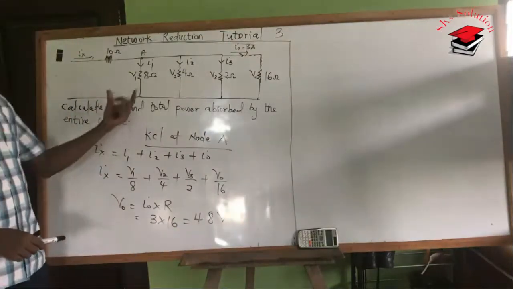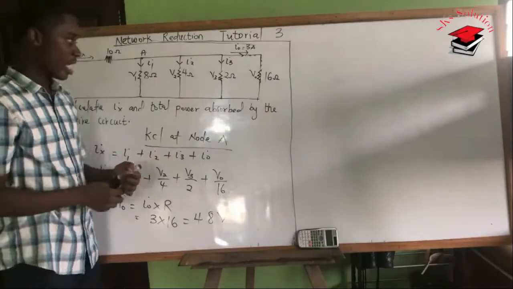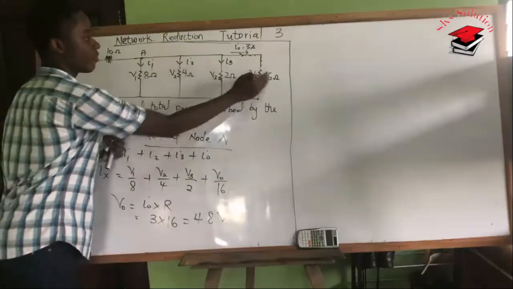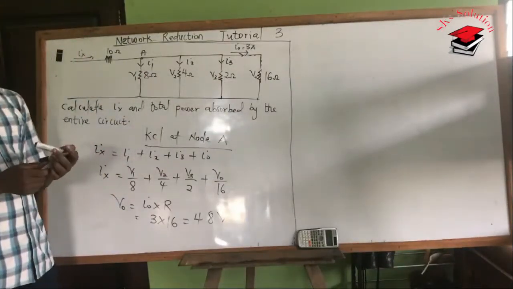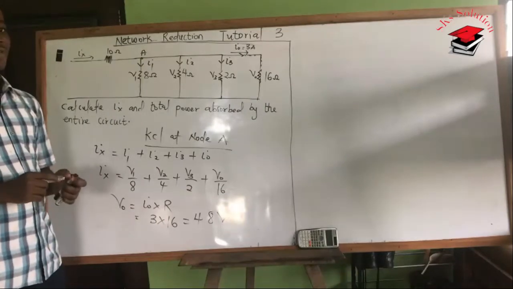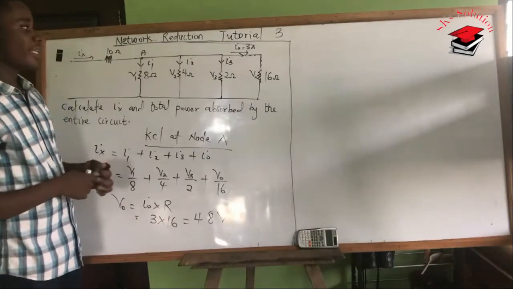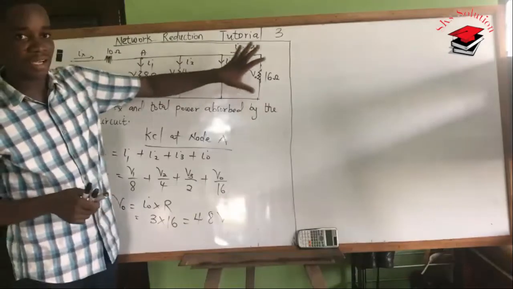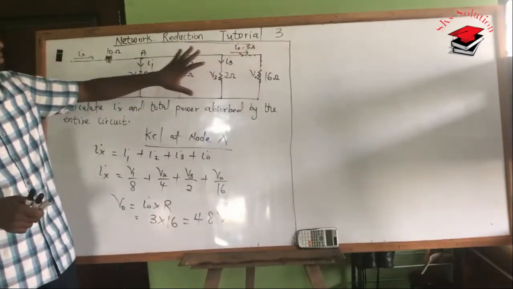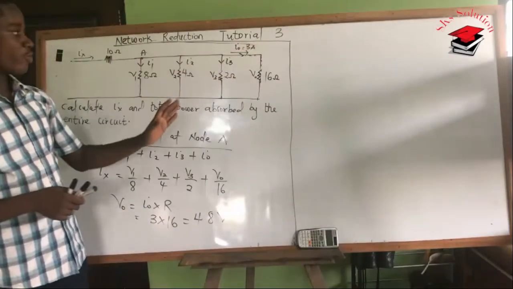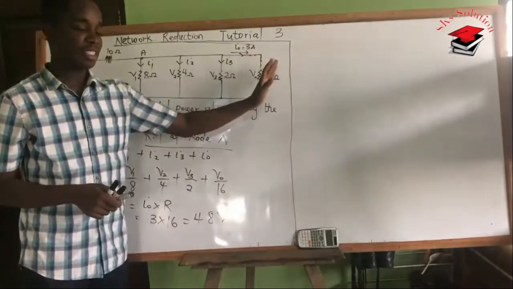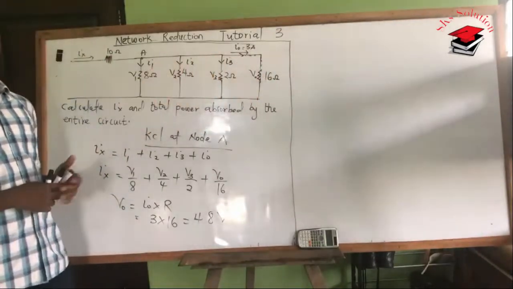How then can we calculate V1, V2, and V3? We know that these 4 elements, 1, 2, 3, 4, are connected in parallel. And elements in parallel have the same voltage characteristics. The voltage across them is equal. So if we know the voltage for one of them, it means they will all have that same voltage.